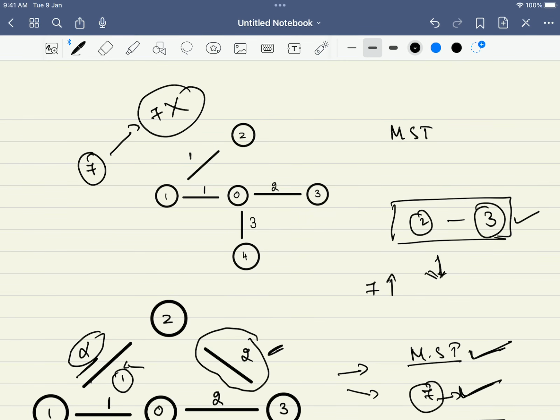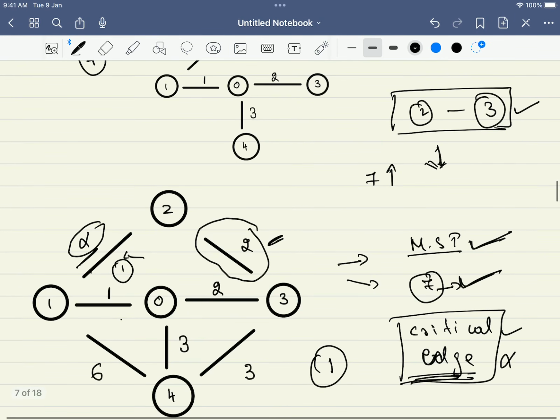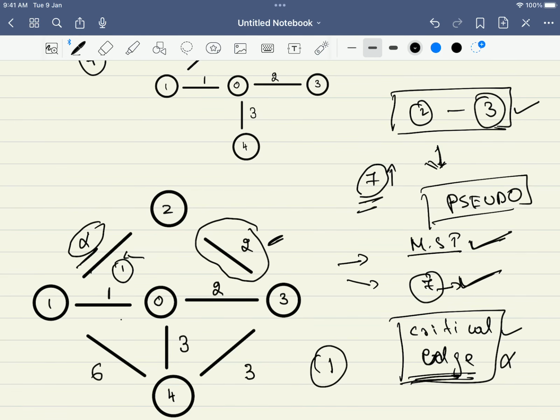What does it mean if the value has increased? It means that this is not a pseudo-critical edge. Now the value has to come out as the same. If the value has come out as the same, that is equal to 7, then this will be a pseudo-critical edge, right?